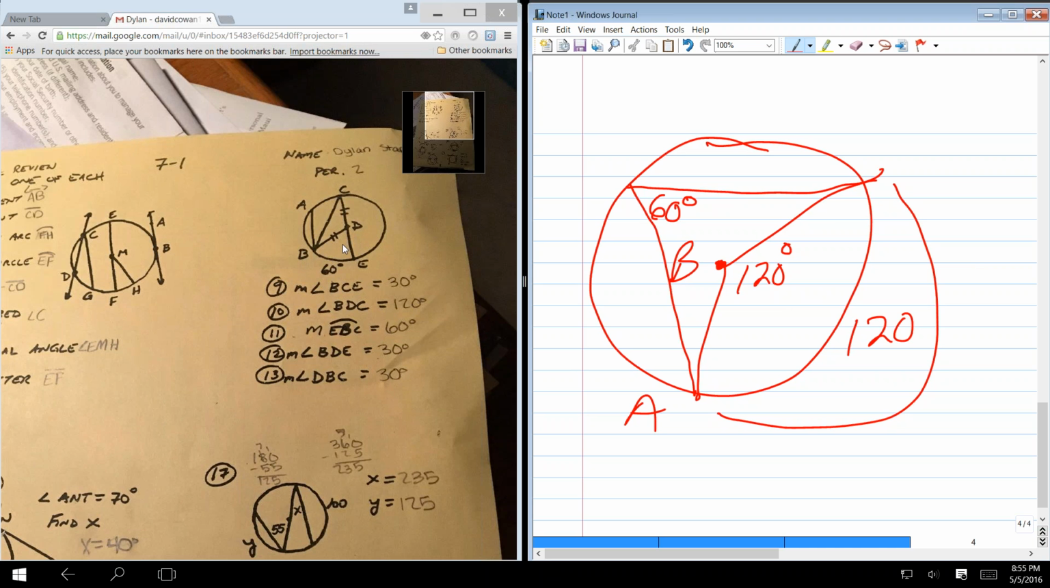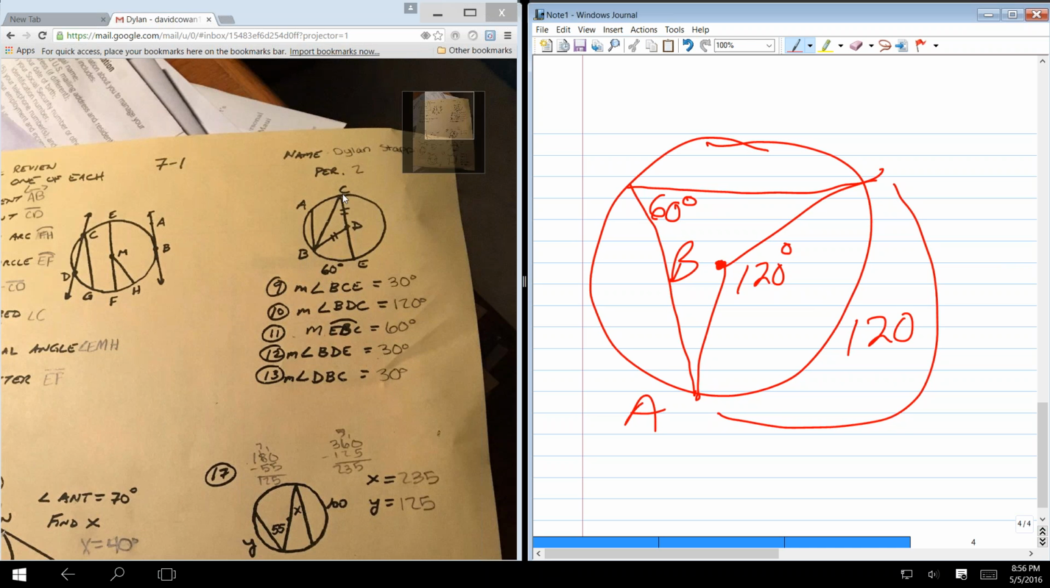So there's two ways to figure out this angle. Immediately, we should know it's 60 because it's a central angle and it's intercepting a 60-degree arc. But you figured it out the other way, first figuring out this angle, which is 120, and that's linear with that angle, so it has to be 60. So this answer needs to say 60.